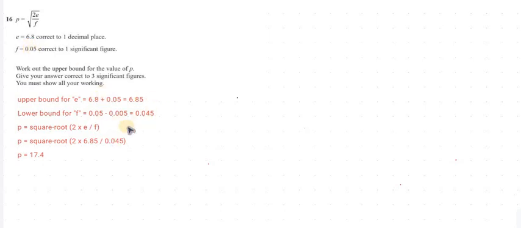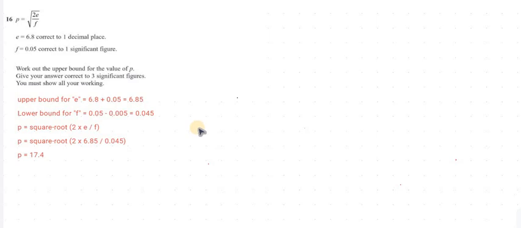Okay, so once we have the upper bound of E and the lower bound of F, we put that into the equation. Square root of 2 times E divided by F. Put that into your calculator, and it gives an answer of 17.44833644, which you can round to three significant figures as 17.4.